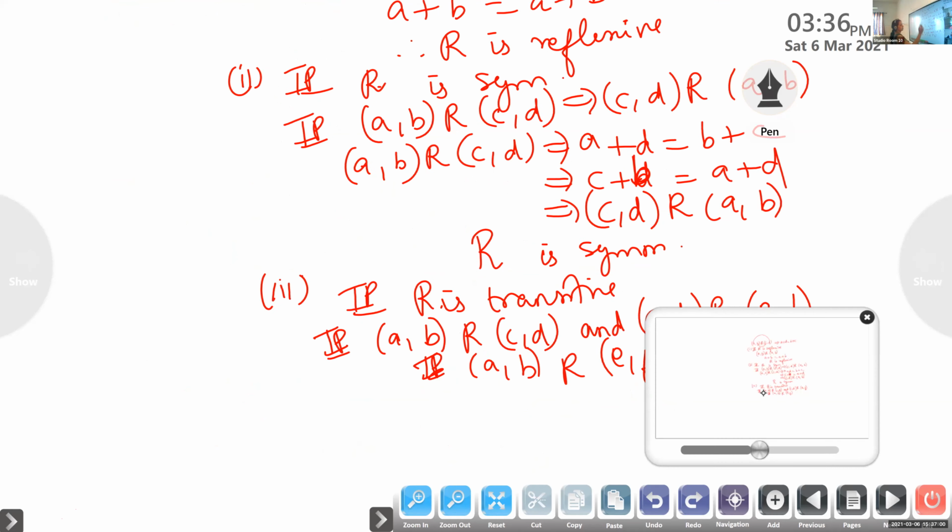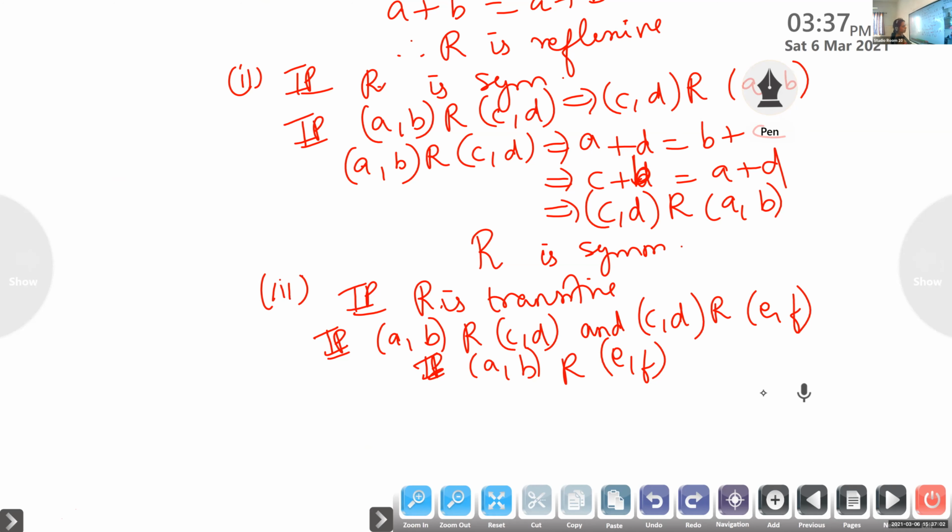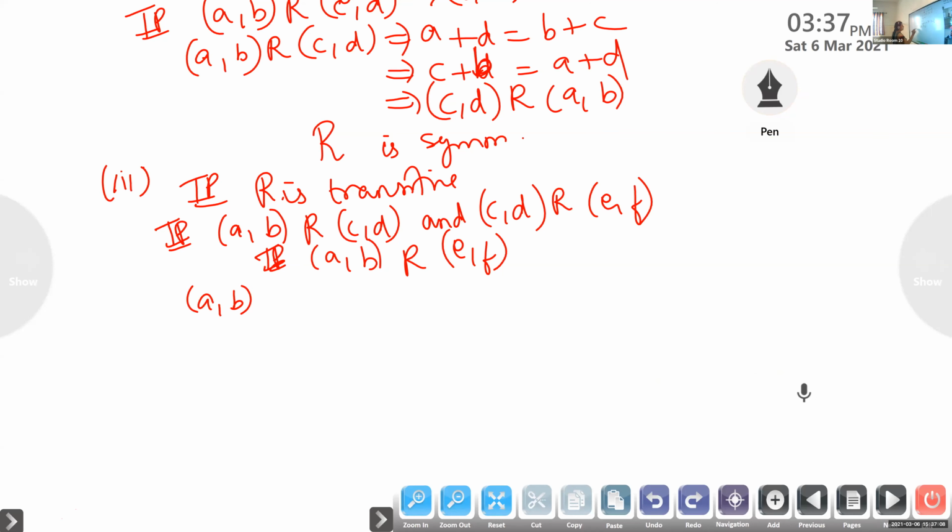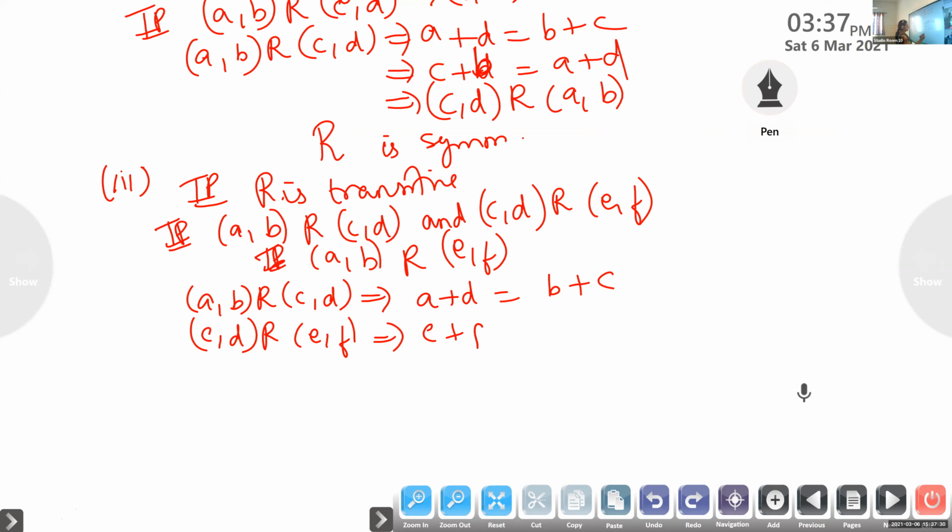Suppose (a, b) related to (c, d). So that implies a plus d is equal to b plus c. Listen, children, this model is again an important one. You'll be getting three more questions like this nowadays. Similarly, (c, d) is related to (e, f) implies c plus f is equal to e plus d. Now you add the LHS and RHS. I'm adding these two, similarly, I'm adding these two.